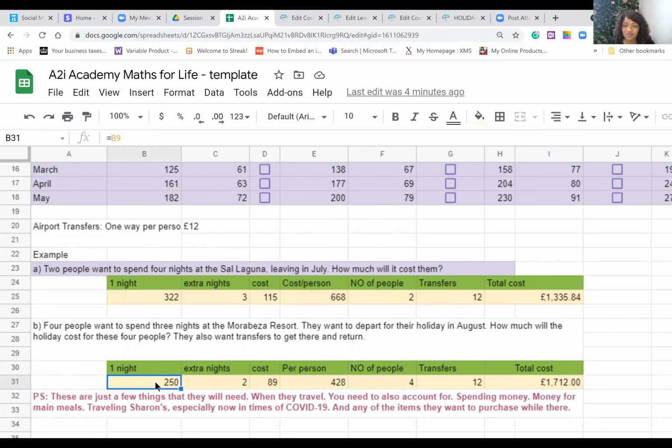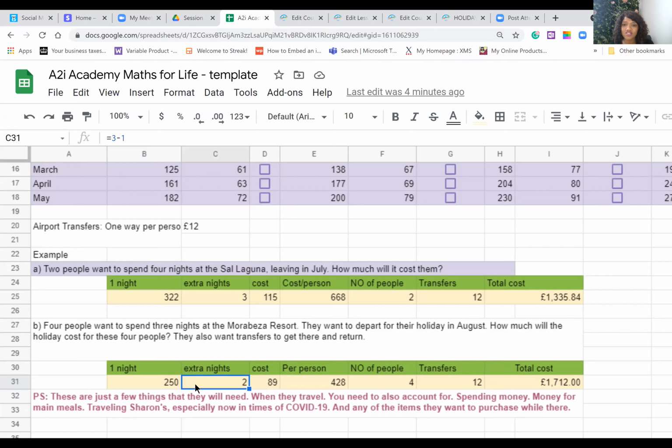Then they want to stay 2 extra nights. Okay. If they want to stay 2 extra nights, each night costs £89. And now we can calculate. This is just the information from the table above.